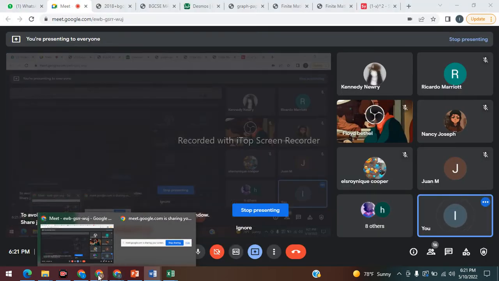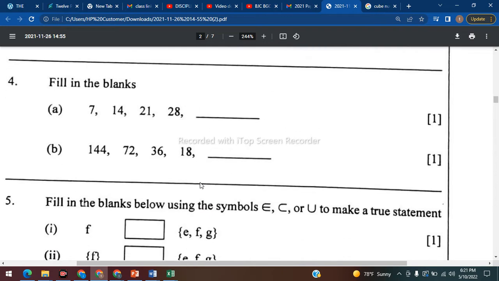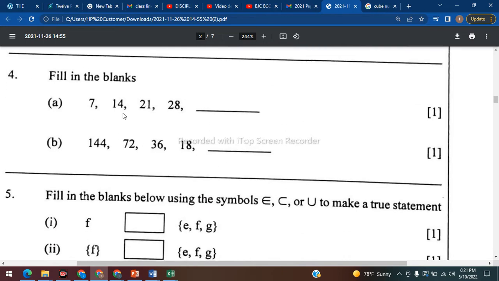Alright, so fill in the blanks. This is a good one. 7, 14, 21, 28, and what else? 35. Yeah, 35. 144, 72, 36, 18, and what else? 9. What did you do to get 9?